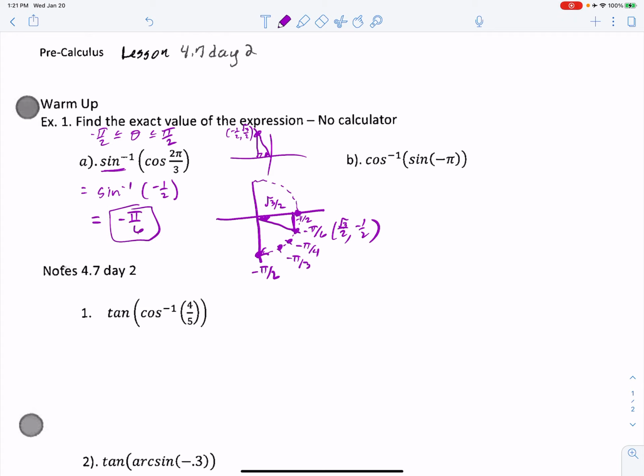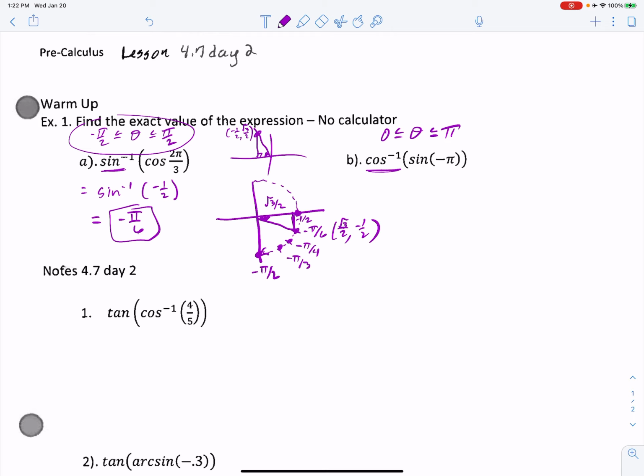It cannot be a positive 11 pi 6 because 11 pi 6 would not be between negative pi halves and pi halves. It's not in the zone. You have to rotate clockwise and use that negative pi 6 as your angle. In part B, inverse cosine, when I see inverse cosine, the output is an angle, and it is an angle that has to be in the zone for cosine. And that zone for cosine is not the same as sine. It's 0 to pi.